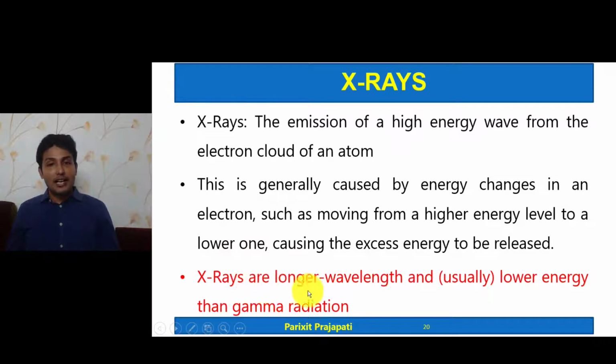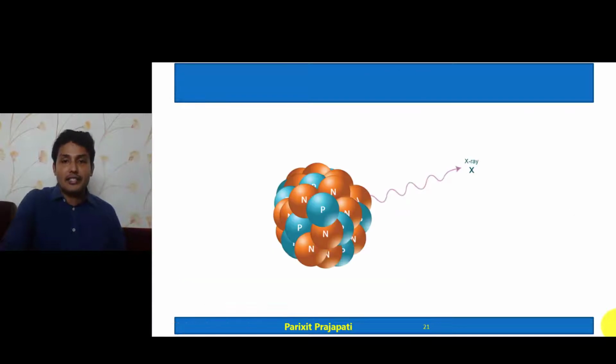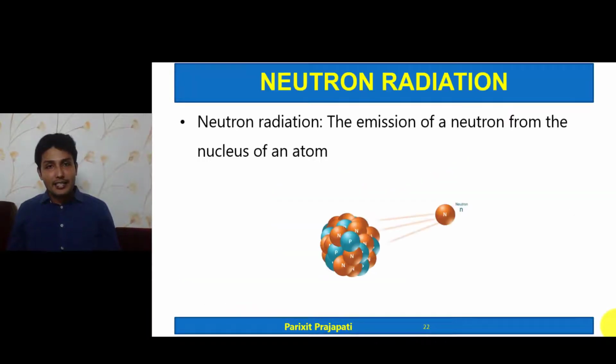So X-rays have a longer wavelength and usually a lower energy than gamma radiation. Longer wavelength and lower energy. So that is X-ray. Now neutron.